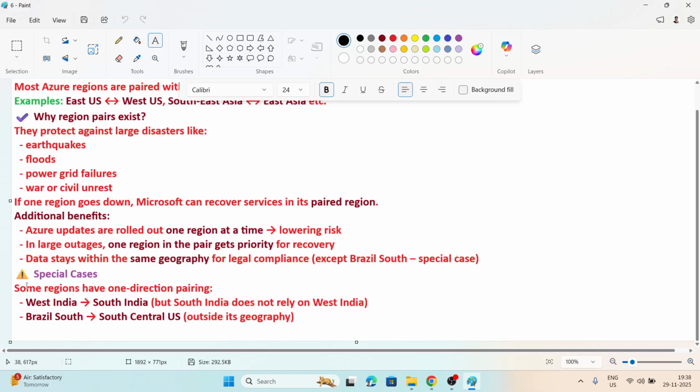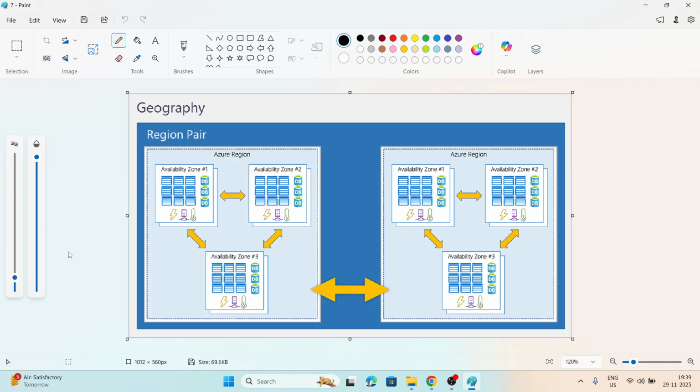Then special cases: some regions have one-directional pairing. Like West India data is linked with South India, but South India does not rely on West India. Same with Brazil South, which is linked with South Central US, but South Central US is not linked with Brazil. So these are the two special cases. This is the way regional pairing works.